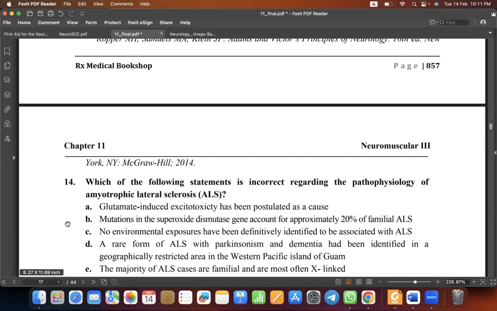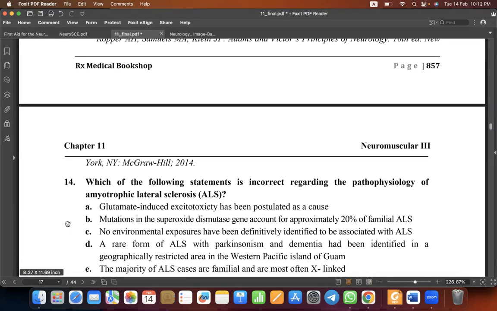Another thing is that amyotrophic lateral sclerosis can have a lot of variants. There could be an FTD variant. Sometimes the ALS can be associated with Parkinson's as well. Whenever the ALS is associated with Parkinson's, we should think about the Western Pacific island of Guam. In the condition of Guam, there may be ALS with Parkinsonism. So in case of ALS, we can think about Parkinsonism in case of Guam.